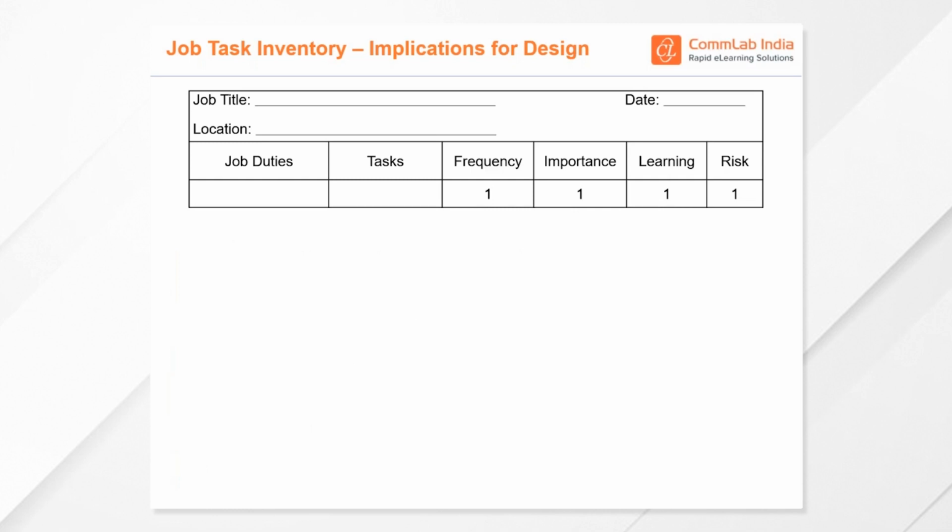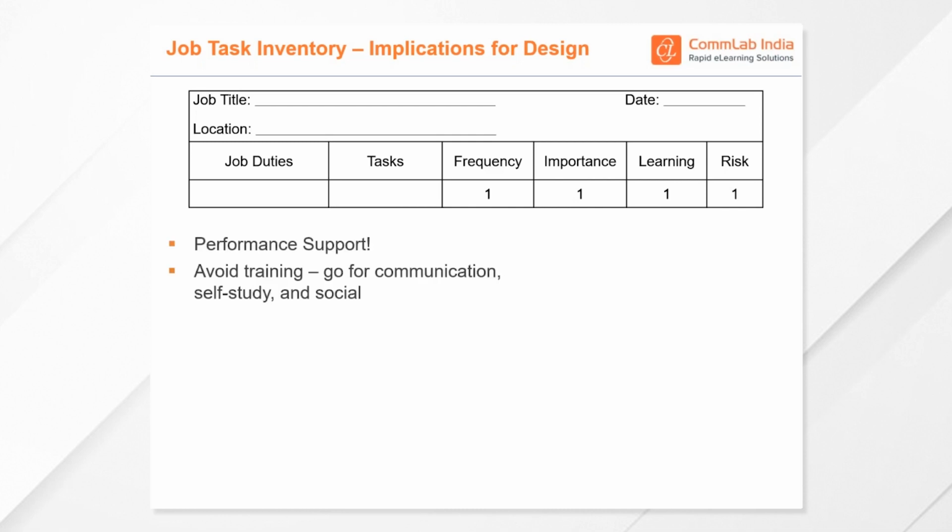Now, what do you do when you have a task which is low on all of these parameters? Which format do you think would work best? Does it call for a full-fledged blended learning solution? I think the answer to that is pretty evident, that one wouldn't want to waste precious training resources on something that can be just addressed through performance support. So in such a case where the task is really low on all of these parameters, I would just go in for communication and self-study, and I wouldn't want to have either e-learning or classroom.